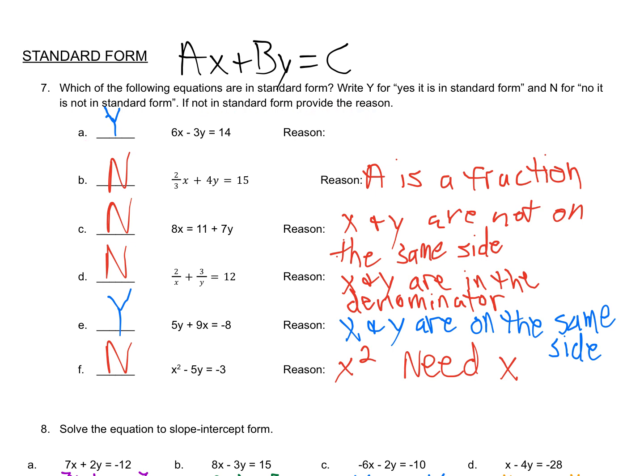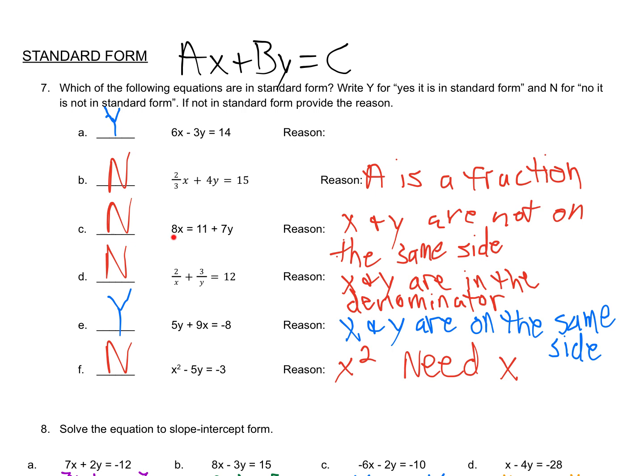So the first one, letter A, we have 6x minus 3y equals 14. Again, look, our x and y on the same side, numbers on the other side. The number in front of x and y are not decimals, not fractions. So, yep, that's in standard form. Letter B, 2/3 x plus 4y equals 15. This is not in standard form because a is a fraction. Remember, it can't be a fraction. It has to be a whole number or integer.